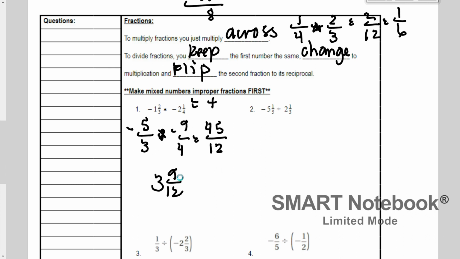If we wanted to simplify, this could then be simplified, both by 3. So this would equal a positive 3 and 3/4. Perfect. All right, so to multiply fractions: make improper, multiply across, easy peasy.